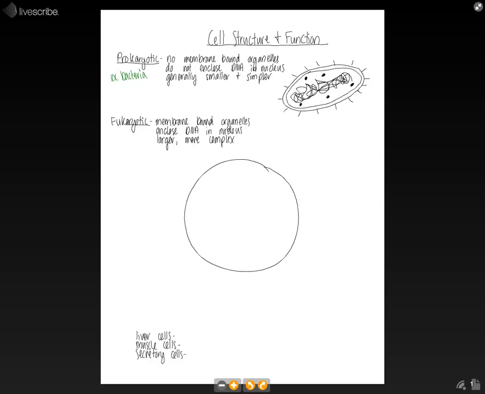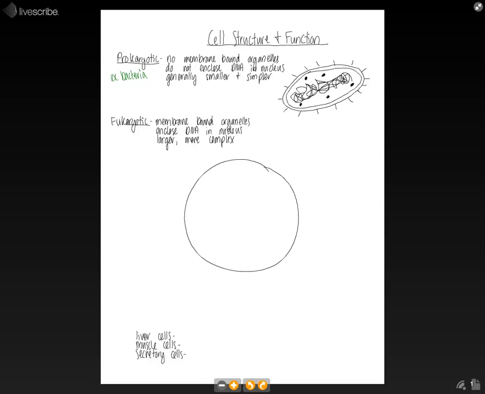have no membrane-bound organelles, and they do not enclose their DNA in a nucleus, and they're generally smaller and simpler than our eukaryotes. And so in this little diagram that I've drawn to the side, which we'll label the parts of later, you can see the DNA is just floating around within the cell. It's not contained within the nucleus. And there's not really a whole lot going on in this cell. Just a couple components because we don't have any membrane-bound organelles, so it's pretty simple.